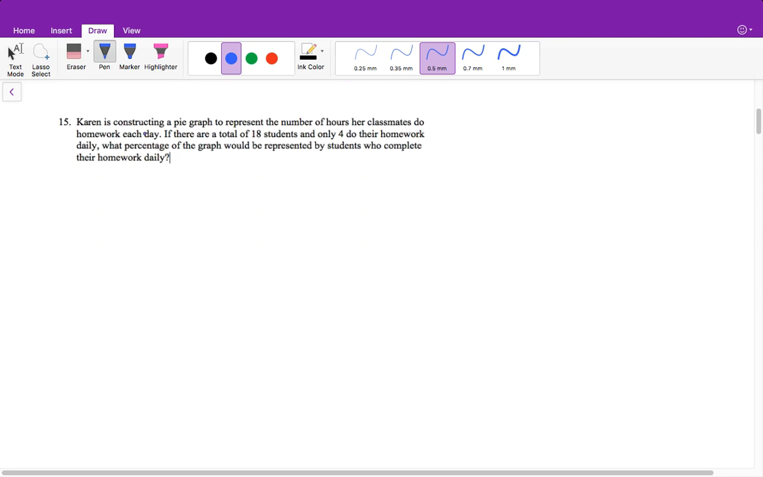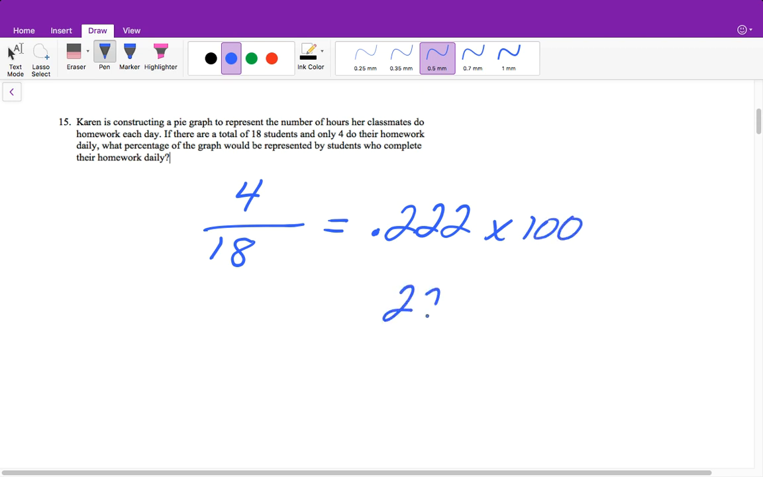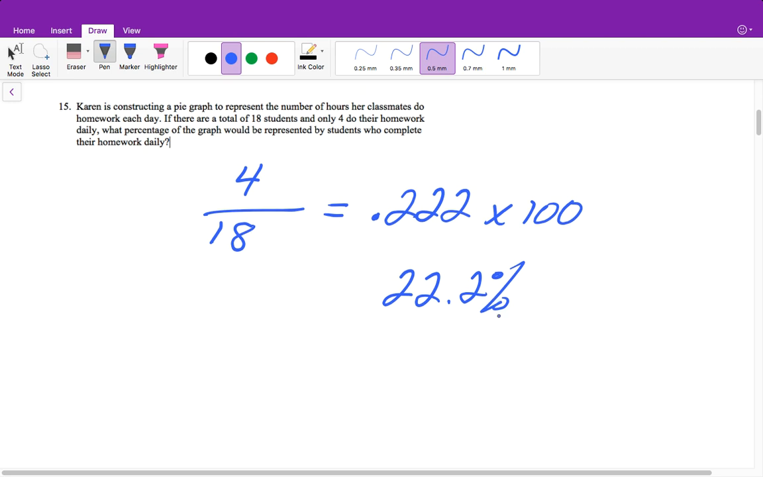For this one, it talks about how many students do their homework daily. Well, there's 4 students that do their homework daily, and there's 18 total students. And 4 divided by 18 is 0.222 repeating. So if you times that by 100, that will then give me 22.2% of students complete their homework daily.